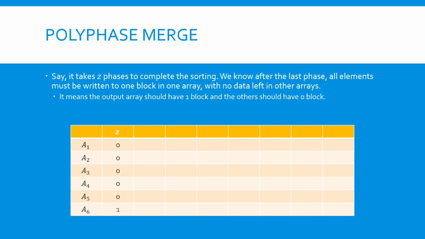Let's take the first column to represent the number of data blocks stored among the arrays after the last merge phase. We don't know how many merge phases we need. Therefore, we will say that the last merge phase is the zth phase. Since the last merge phase must produce the final result, all elements to be sorted must be written to one array as a single data block. Without loss of generality, let's say the only data block is written to A6. None of the other arrays should contain any data. So, A1 through A5 should contain 0 data blocks.